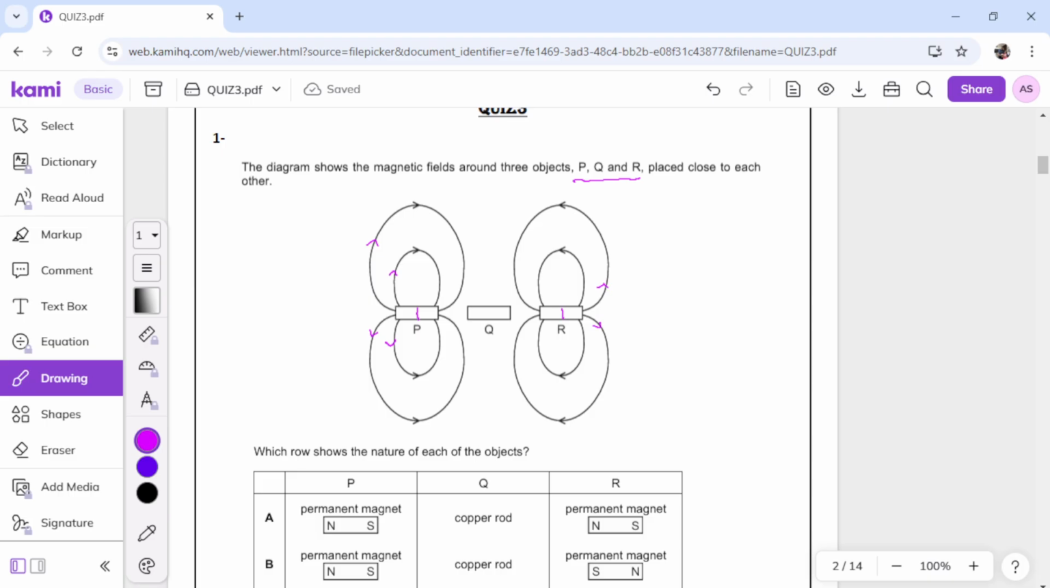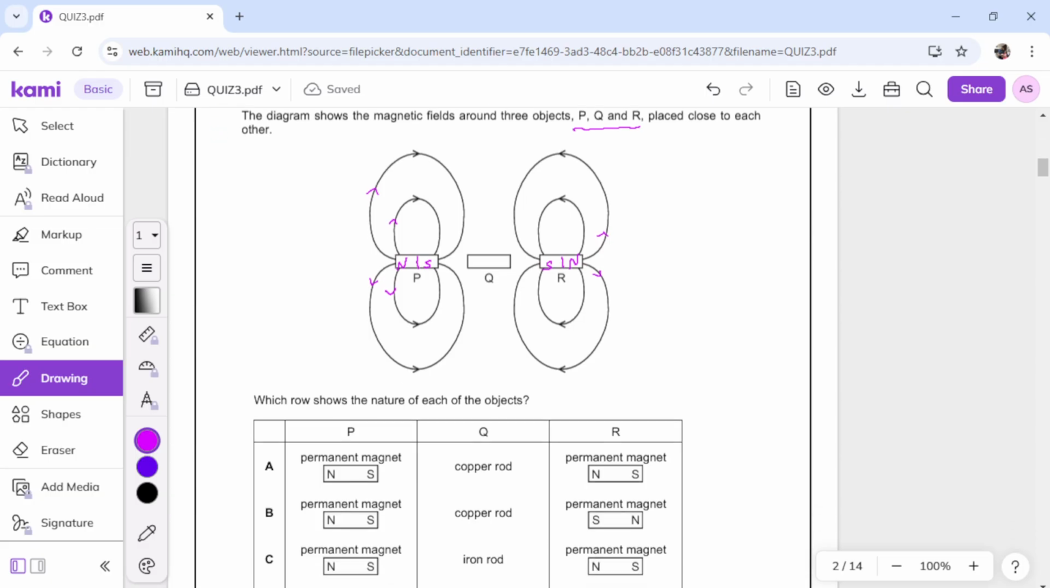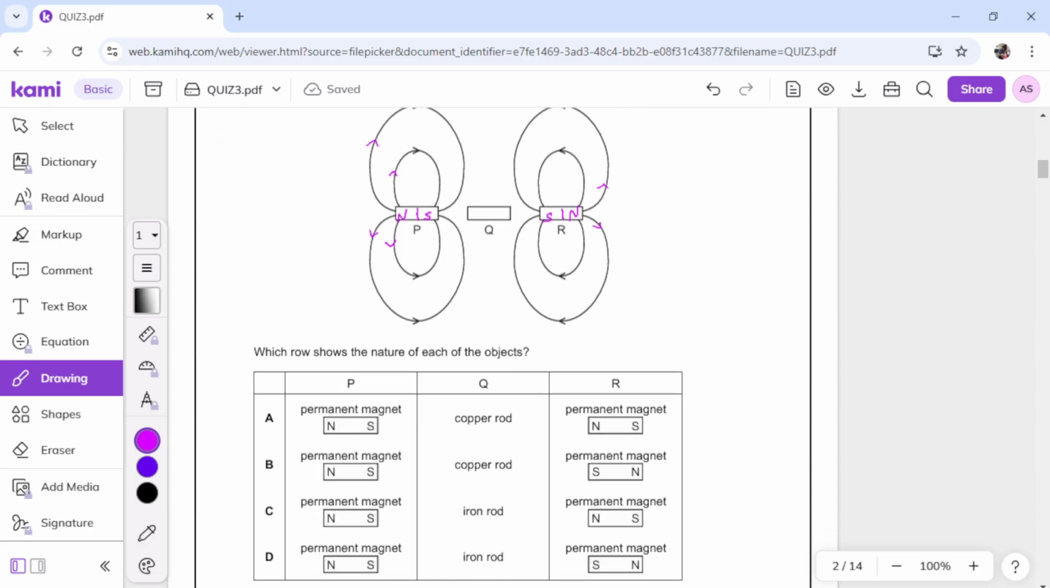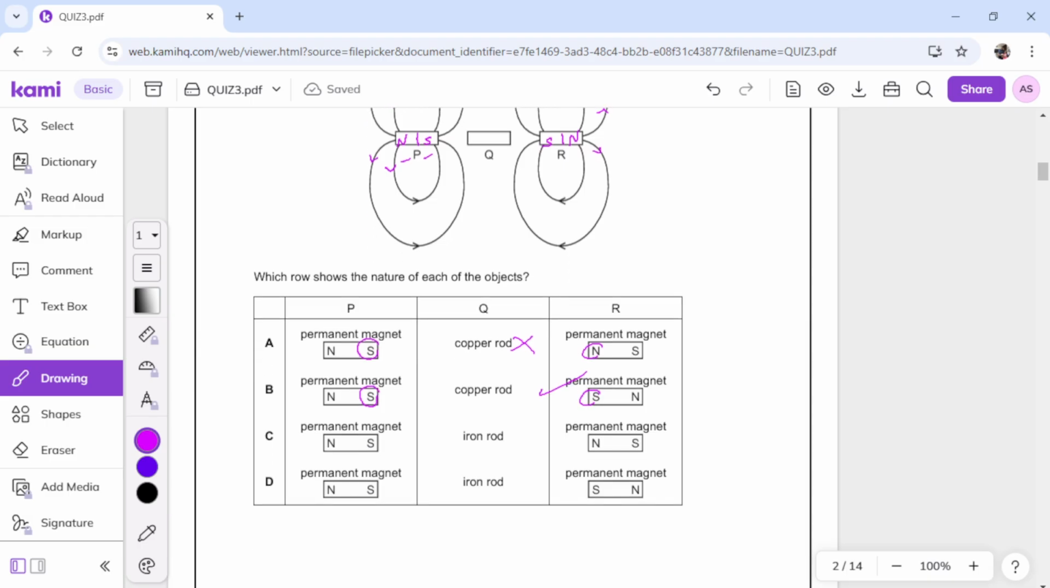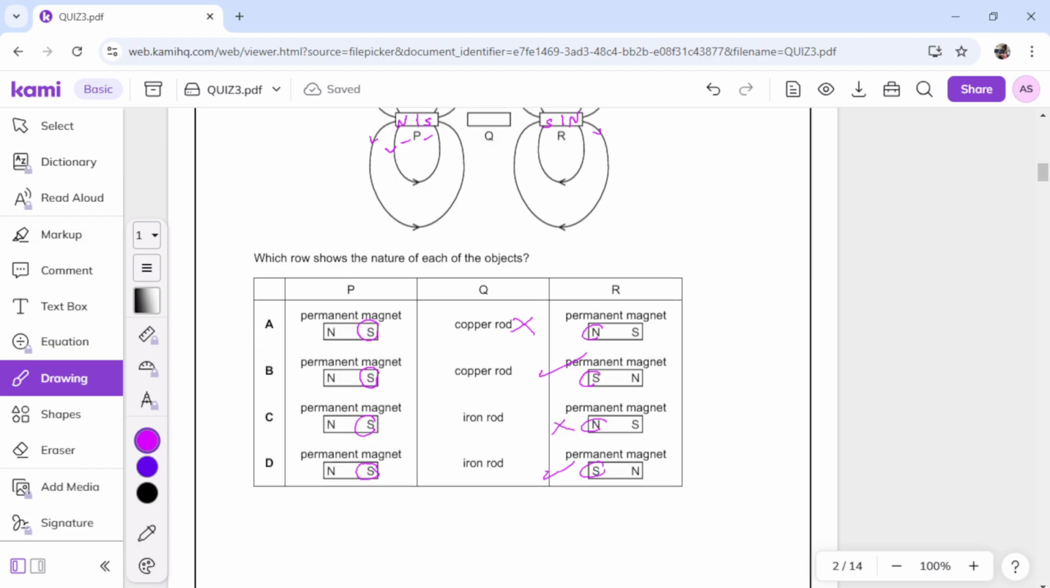So now, as you know, the magnetic field lines go out from north and toward south. Out from north and toward south. So, as you see, which row shows the nature of each of the objects? First, now we know where is S and where is N. So it will be S and here is S. So this is incorrect. Now we have S and S. So this is correct. We have S and N. Incorrect. We have S and S. This is correct. So now we have to choose between B and D.